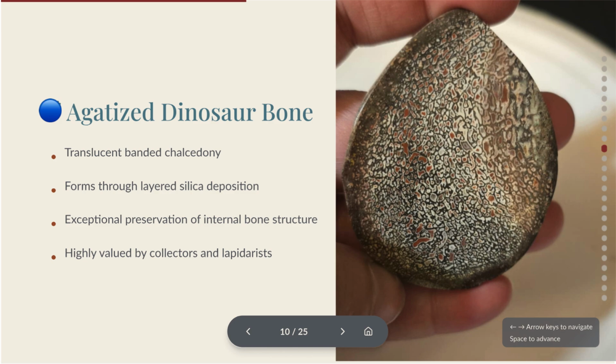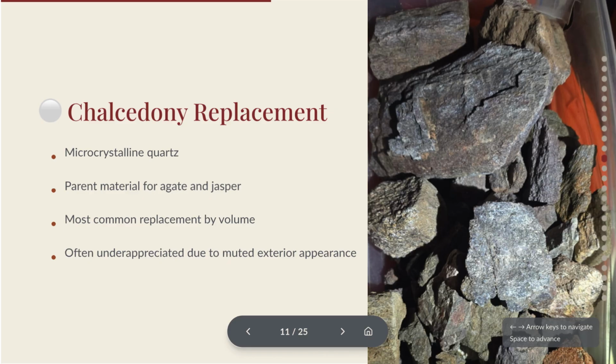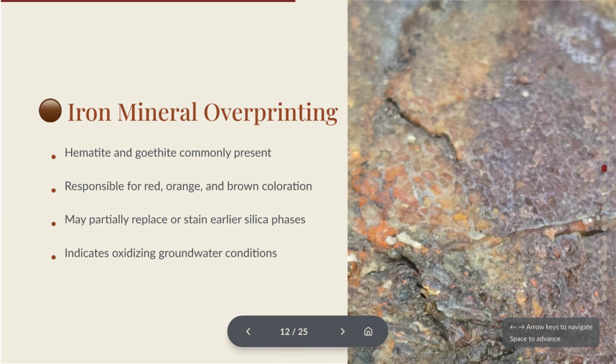Agatized dinosaur bone. Translucent banded chalcedony forms through layered silica deposition. Exceptional preservation of internal bone structure. Highly valued by collectors and lapidary artists. Chalcedony replacement: microcrystalline quartz, parent material for agate and jasper. Most common replacement by volume. Often underappreciated due to the muted exterior appearance.